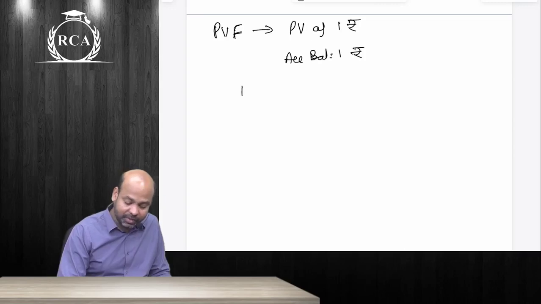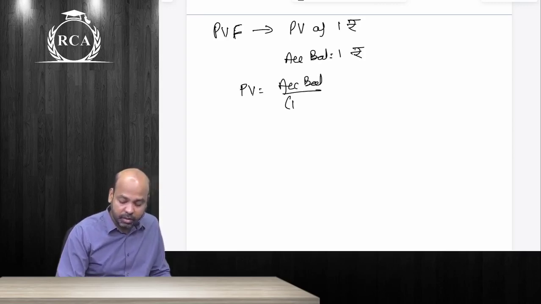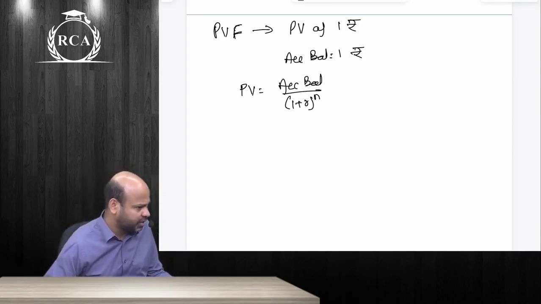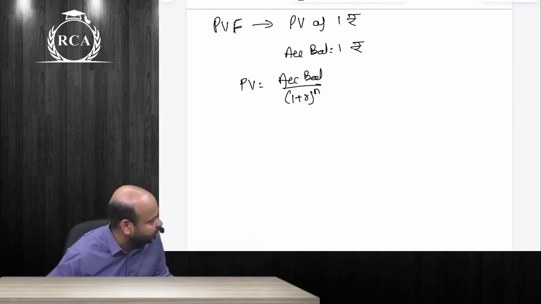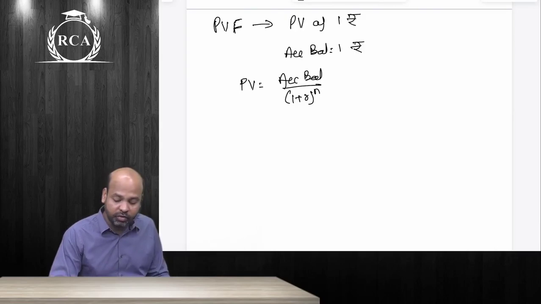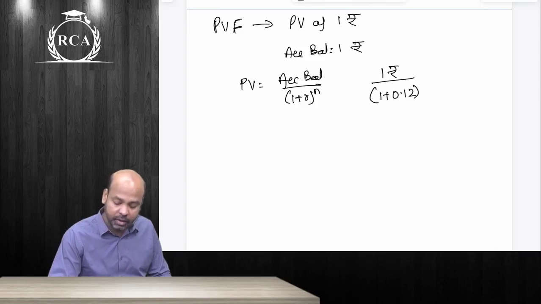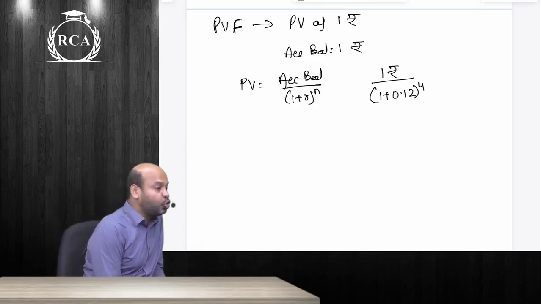How do you write present value, guys? Don't you write accumulated balance divided by 1 plus r whole power n? I told you like 160 seconds earlier, guys. You'll write present value as accumulated balance divided by 1 plus r whole power n. If you were to receive 1 rupee, guys, after 4 years at an interest rate of 12%, what should be the present value of that? You'll write 1 rupee divided by 1 plus 0.12 whole power 4.